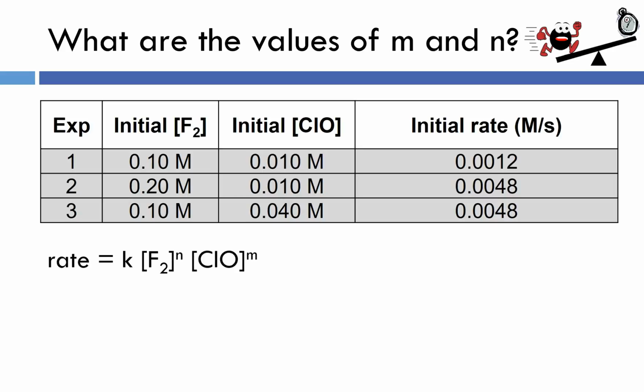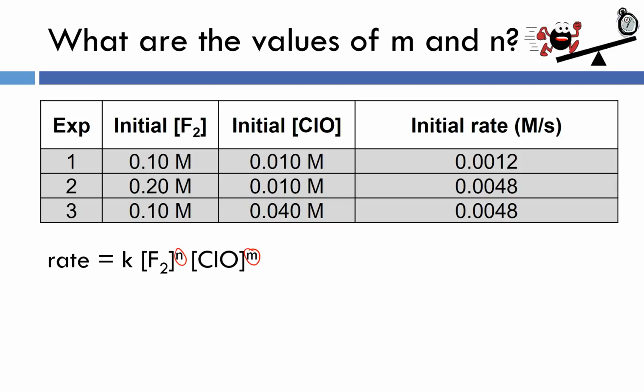Our general rate expression, our rate law expression, is going to look like this. Very generically, we've got rate is equal to k times the concentration of one reactant raised to a power times the concentration of the other reactant raised to a power. And you can imagine if I had a third reactant, I could just make that third term like this. And what we're trying to figure out is what should the values be for n and m.